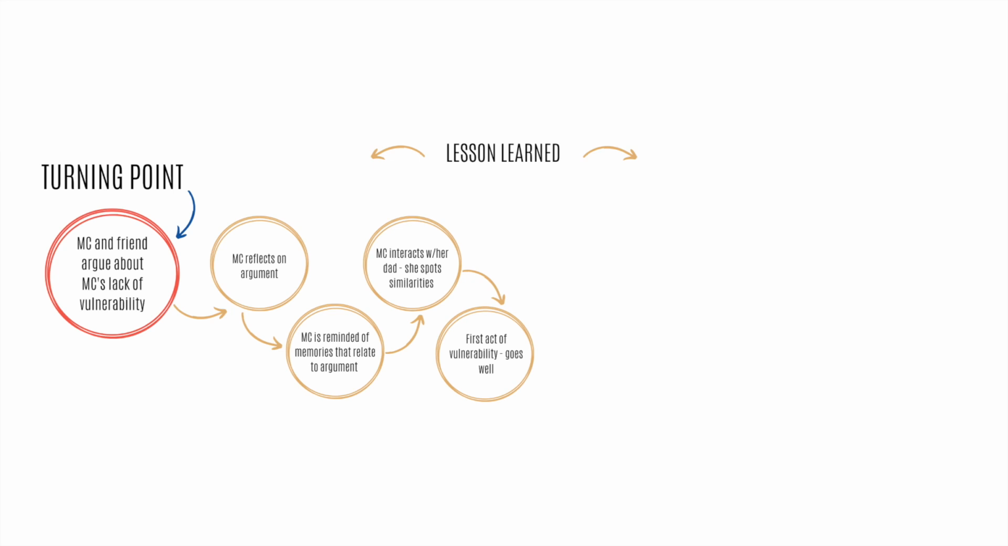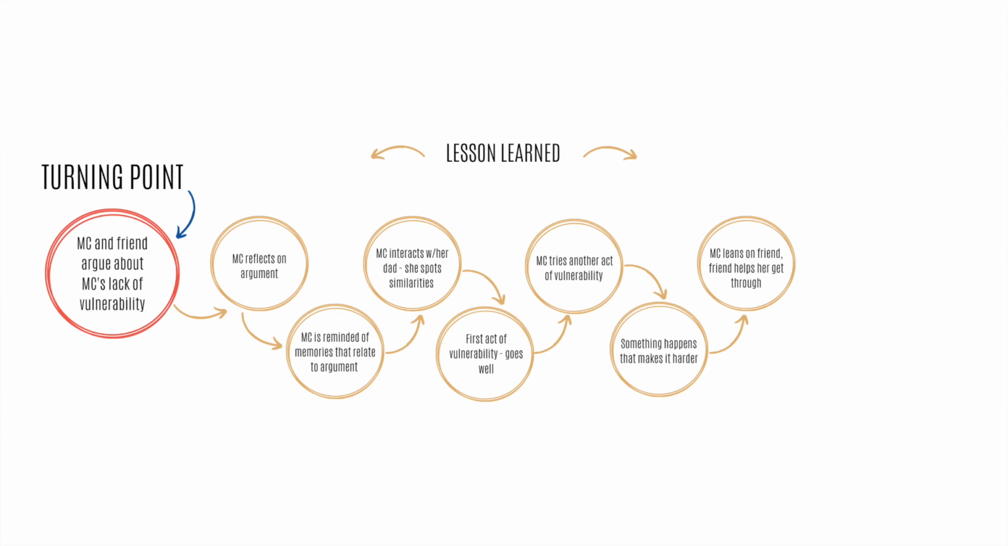So because that was a good experience, she's going to try another small act of vulnerability. And then I think something should happen that makes it harder for her to keep trying. Like she's on a good path and then something triggers her and she goes right back into her old habits. Then maybe she leans on her friend, or her friend is there to help her get through that. Maybe she's going to learn something new from him. And then eventually we're going to get to the end of the story where the main character is accepting the premise and realizing the true value of vulnerability.